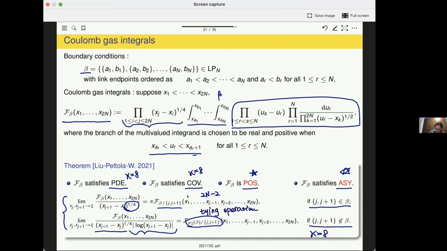Of the boundary condition. So roughly speaking, it is an operation like this. Suppose J and J plus 1 are not paired together in beta, and this tying operation means that we remove these 2 points and we connect the partners of these 2 points together. So this is called the tying operation.